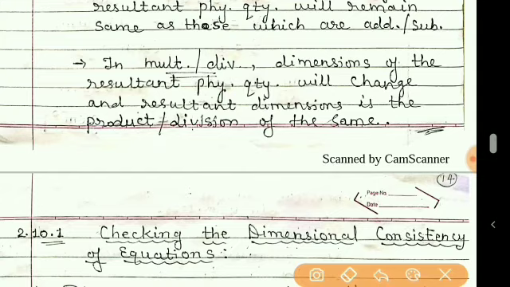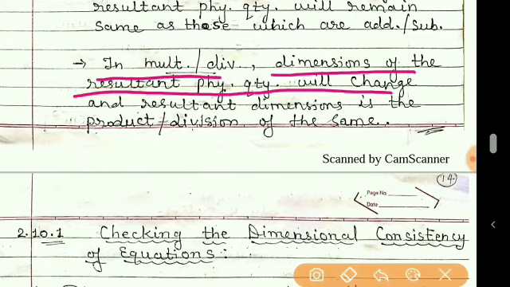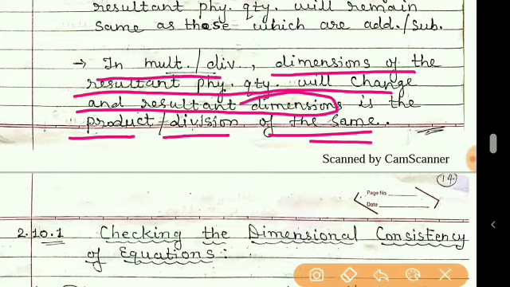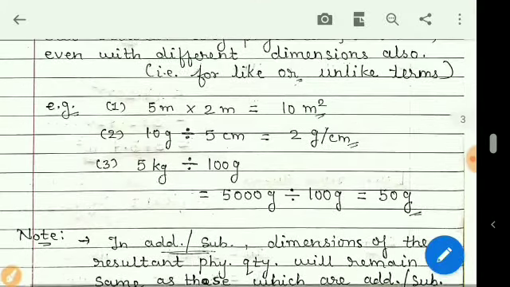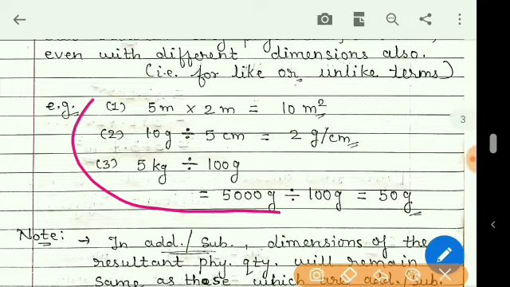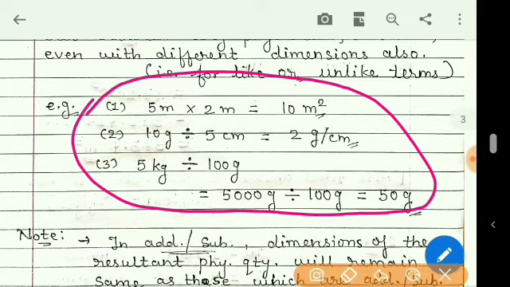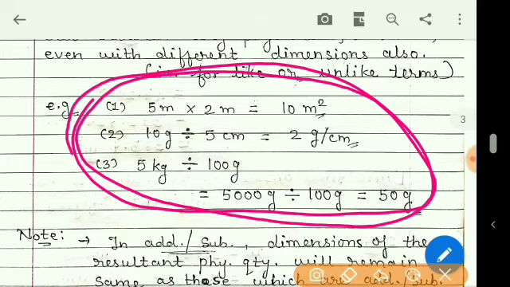But for multiplication and division, the dimensions of the resultant physical quantity will change, and the resultant dimension is the product or the division of the same, and we have already understood that with these examples. So students, I hope there will not be any problem for you to understand this.